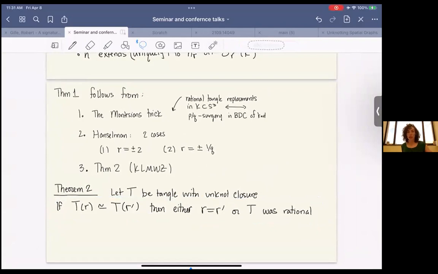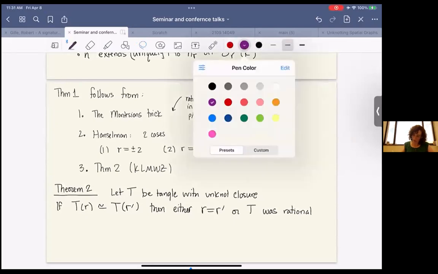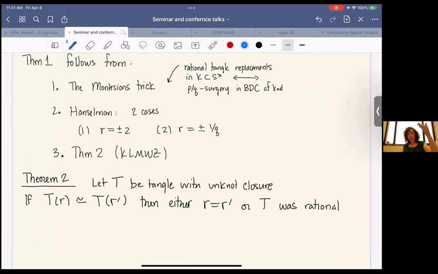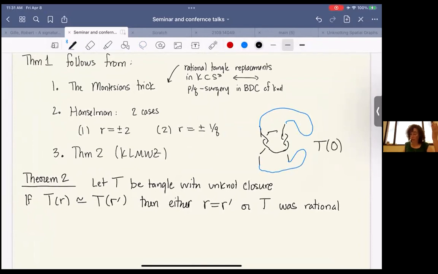Let me explain the notation T of R, rational closure and unknot closure. It's a little bit of an unfortunate kind of recycling of terminology. So when I say T is a tangle with an unknot closure, what I mean is I have some sort of tangle, like here's one. I'll take this pretzel tangle, 2, 3. And I could close this up in such a way that I get an unknot by taking this closure. This all untwists and becomes an unknot. So I would say that this is T. What I'm actually pairing it with or filling it with is a zero tangle, and this is equal to an unknot. So that's what I mean by unknot closure here.